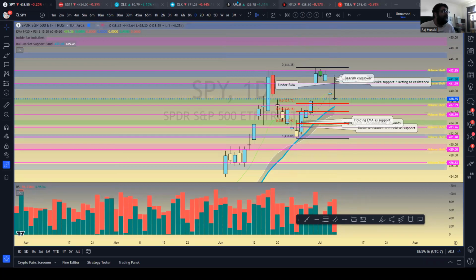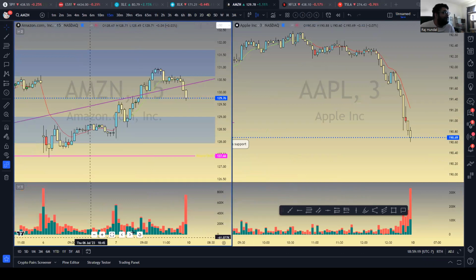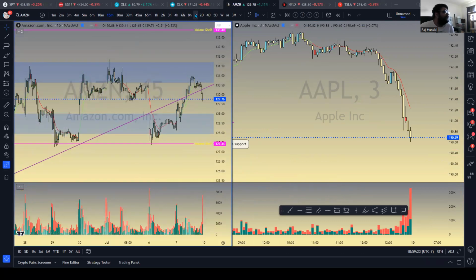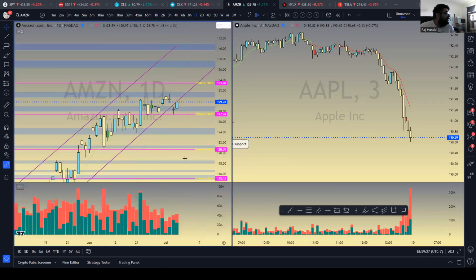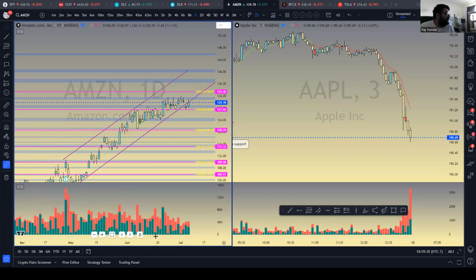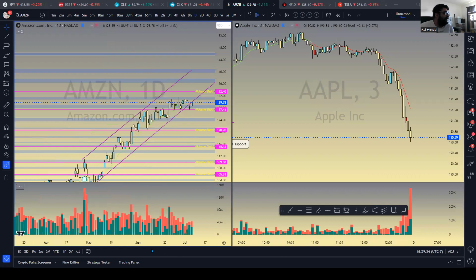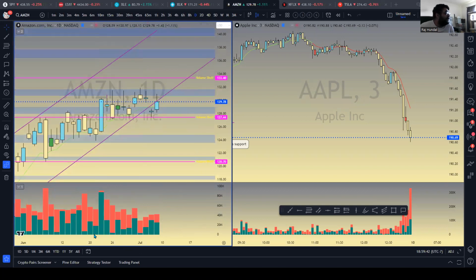That's probably why you see Amazon ripping now, with Apple at all-time highs. Amazon's been really going crazy. Amazon's really just been in this bullish uptrend right here on the daily chart. And this trend line got retested Friday and we closed underneath it. So who knows what's going to happen there.